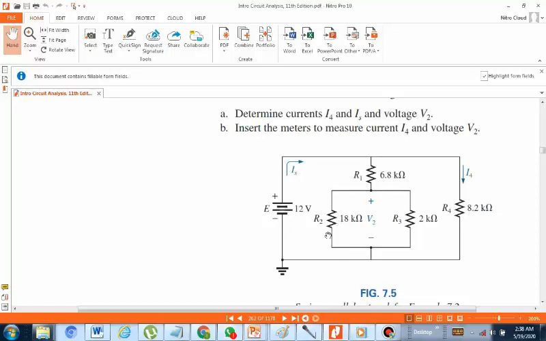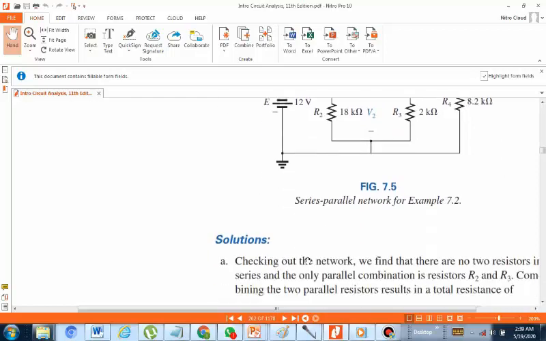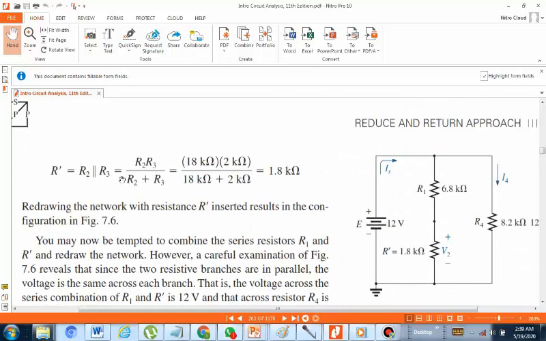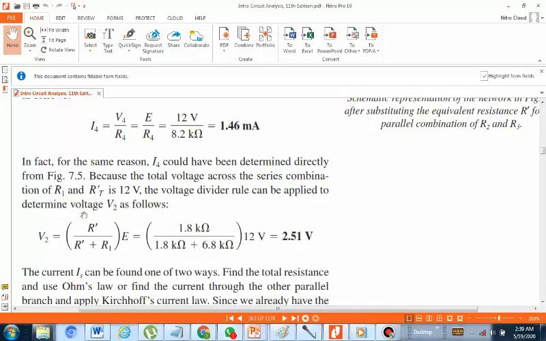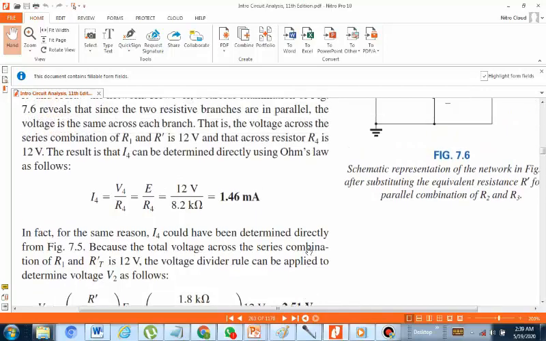So first of all, these two resistors are in parallel, so we can combine these two to form a single resistor. So R2 and R3 would be in parallel, so they can be solved to find a value of 1.8 kilo ohm, which would be in series with resistance R1. So from these two resistors in series, we can find out the value of voltage V2 across this resistance using a voltage divider formula. As we know that voltage across these two resistors is E, which is 12 volts. So with the voltage divider formula, we can find out V2 as R dash divided by R dash plus R1 into E, which is equal to 2.51 volts. So V2 would be equal to 2.51 volts.